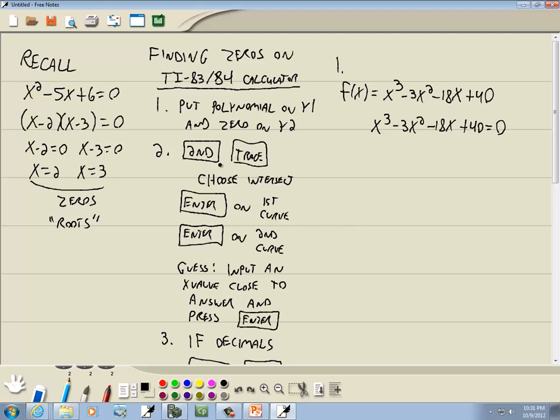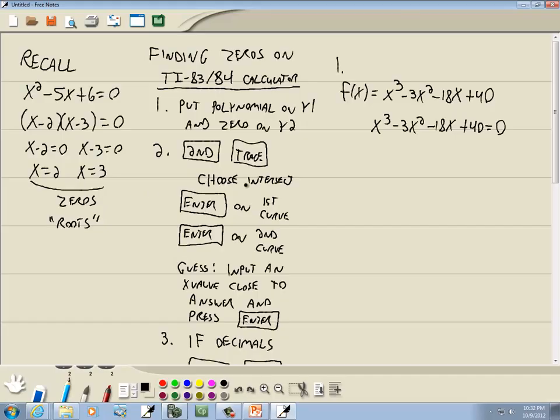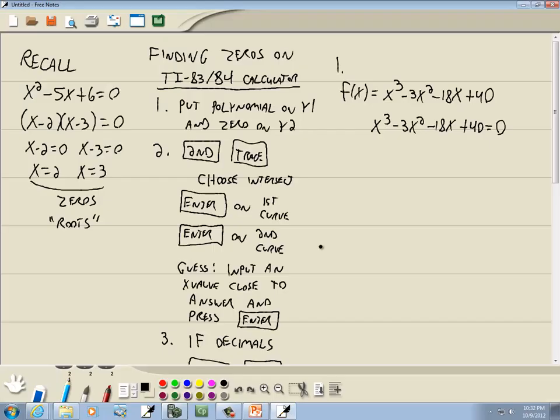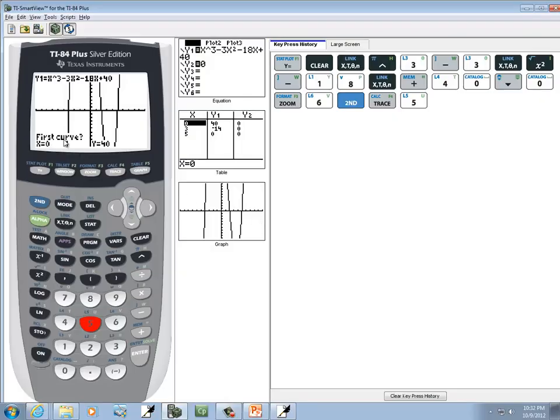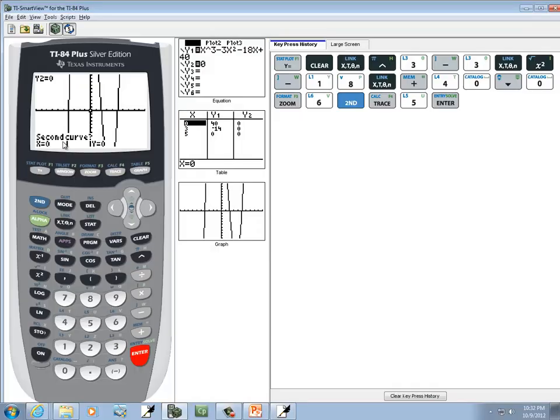Okay, so now we're ready to do step 2. Second trace. So I'll press second and then trace. Now I say choose intersect. You see intersect is our fifth one. I can down arrow to it and press enter on it, or I can press the number 5 and it'll choose it. Now we do enter on first curve. You notice in the lower left hand corner it says first curve. So all you do is press enter. Then we do enter on second curve. In the lower left hand corner it says second curve. So you just press enter.